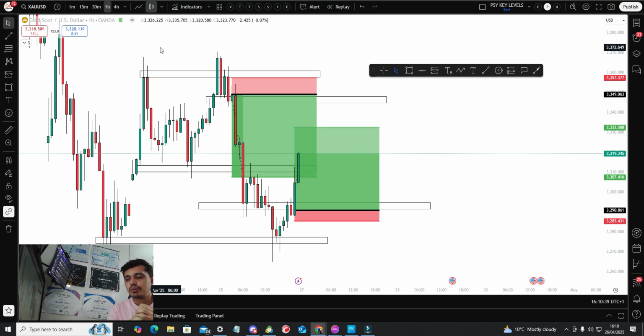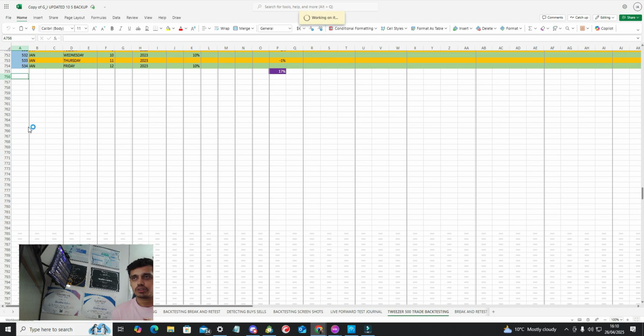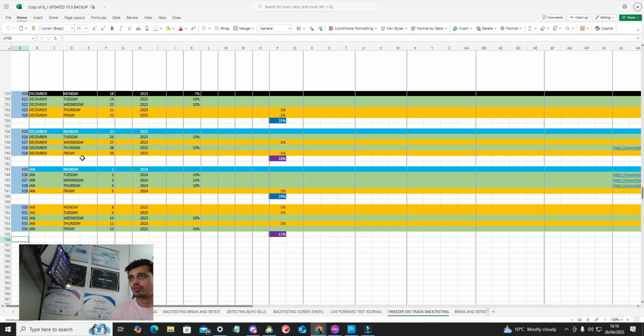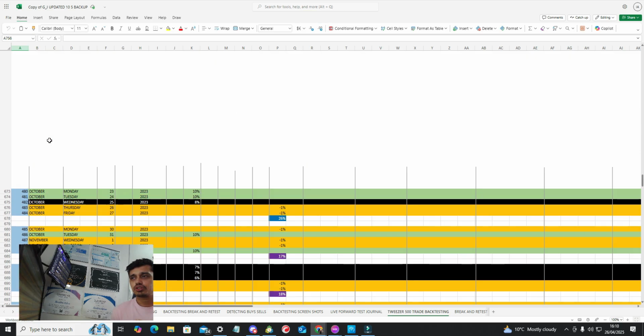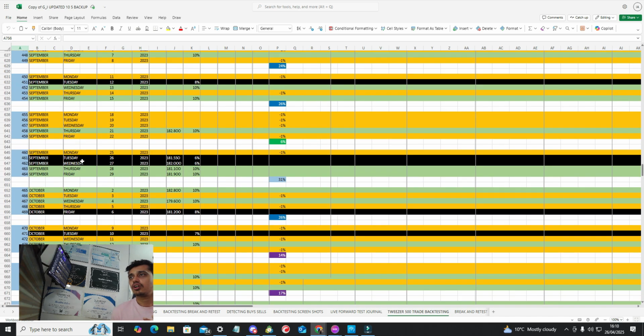But I think where people go wrong as well is they don't collect enough data. It's super important. Let me quickly show you something I've done. You can see 500 plus trades of data. This was, I believe, 2023, and it just goes on and on, right?